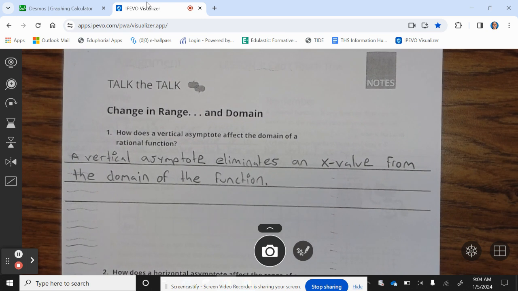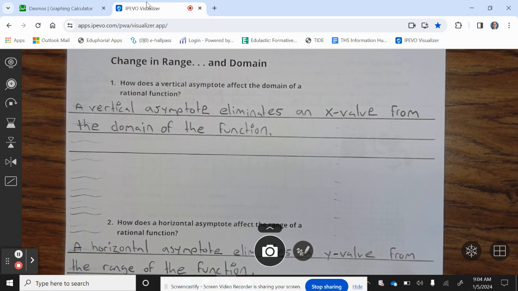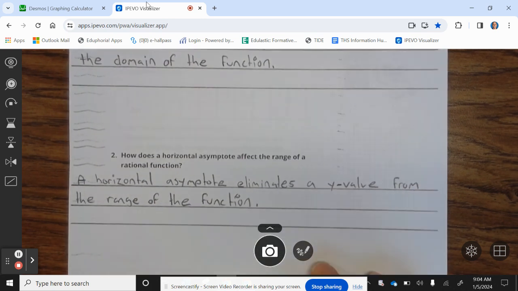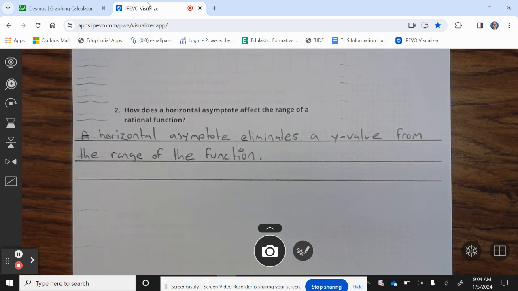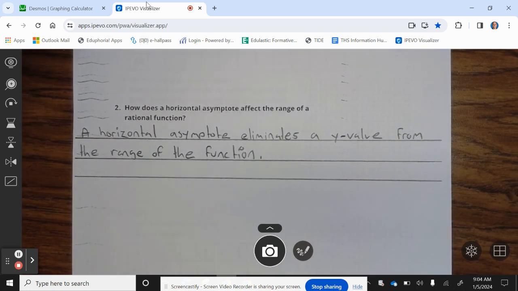Talk the Talk. Change in range and domain. 1. How does a vertical asymptote affect the domain of a rational function? A vertical asymptote eliminates an x value from the domain of the function. 2. How does a horizontal asymptote affect the range of a rational function? A horizontal asymptote eliminates a y value from the range of the function. All right, let's take a look at the next page.